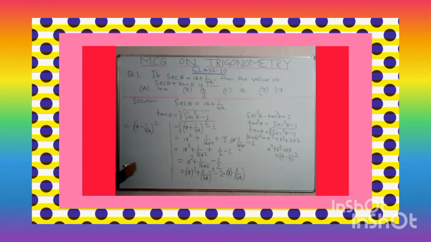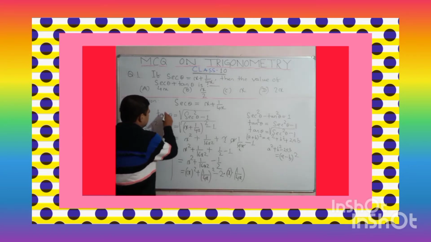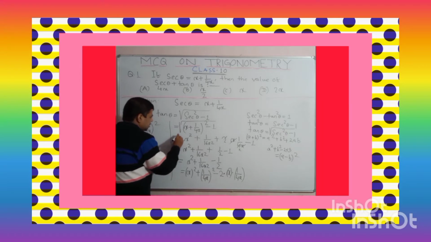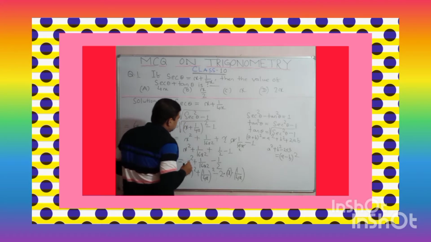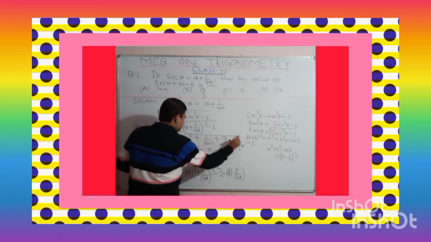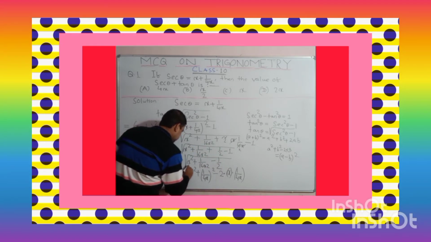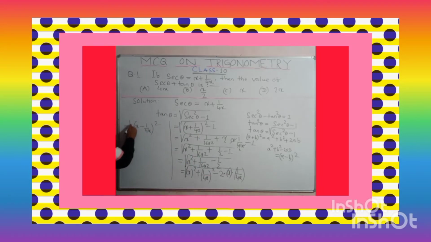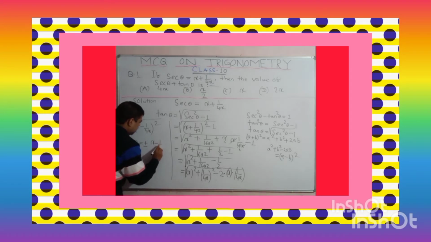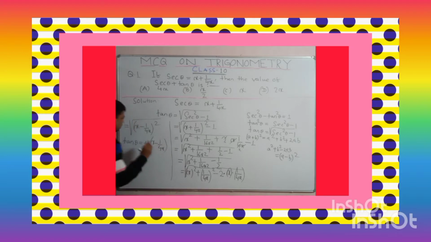Hence, you have to find out, this is tan square theta, and tan theta is equal to the square root of this. So we put the square root sign here. Hence tan theta will be plus minus x minus 1 by 4x. Understand? So you got tan theta is equal to plus minus x minus 1 by 4x.